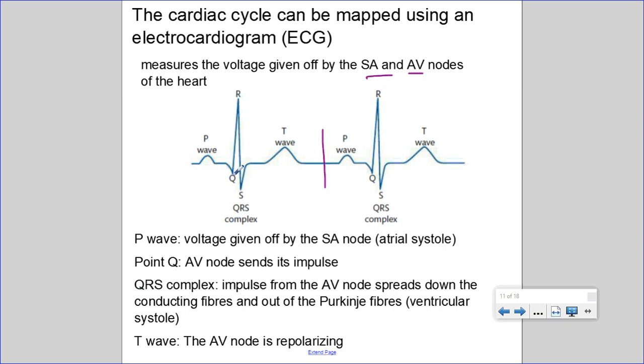Then you get this QRS complex, a big spike in voltage, and basically this is where the impulses from the atrioventricular node spread down the conducting fibers and out to the Purkinje fibers, signaling the ventricular systole. And then you get the T wave, which is the ventricular repolarization. Now, the repolarization of the atria is in here, but it's overshadowed by the large QRS complex. And basically, the whole process will then repeat itself for that cardiac cycle.